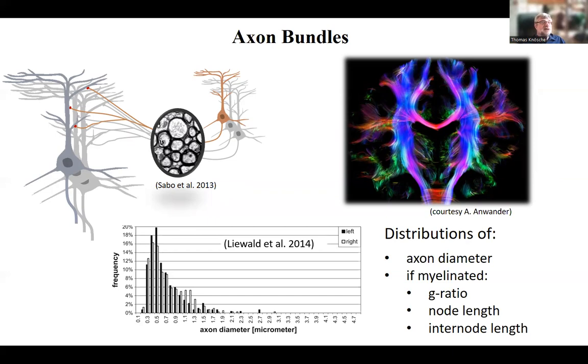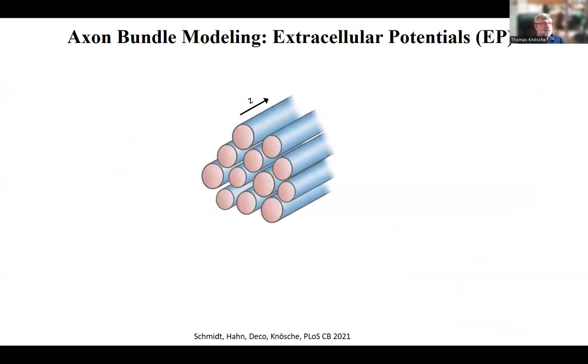Trivially, of course, one can just sum up all these axons and translate distributions of all these parameters to distributions of velocities. However, there's another phenomenon which we should consider, and that is the mutual influence between the different axons, the so-called ephaptic coupling, which is mediated by extracellular potentials.